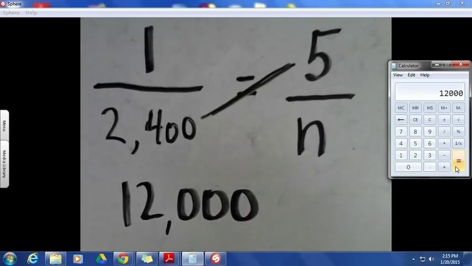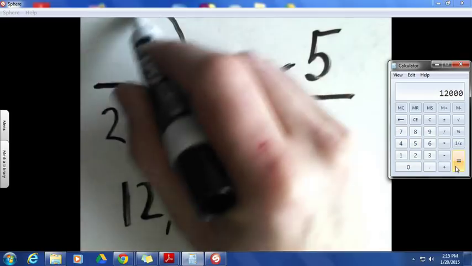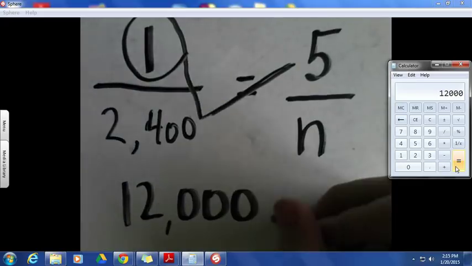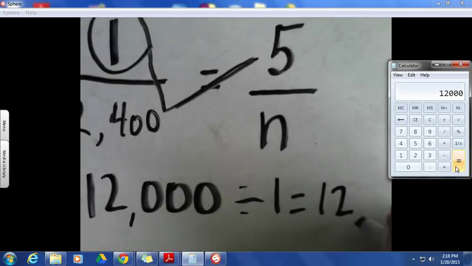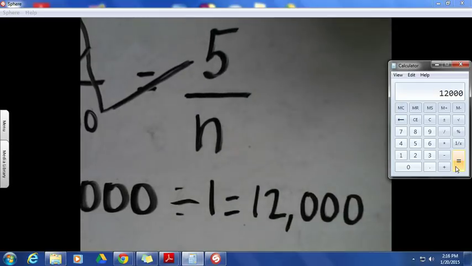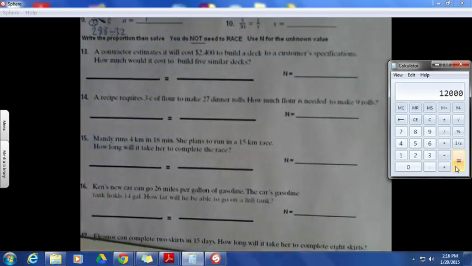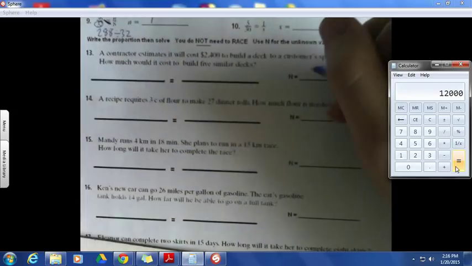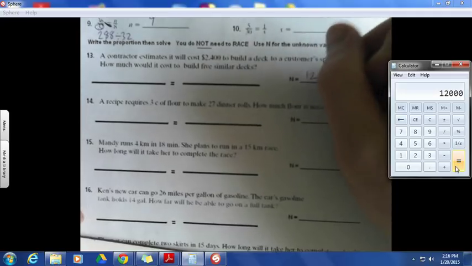Alright, now our last step is to divide by our leftovers. So the only number we have left over is 1. So what is 12,000 divided by 1? Well, that's just 12,000. So let's look at our question again. Alright, if it costs $2,400 to build a deck, how much will it cost to build 5 similar decks? So N equals 12,000.